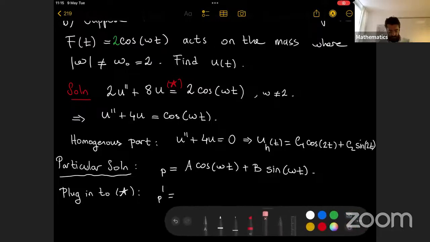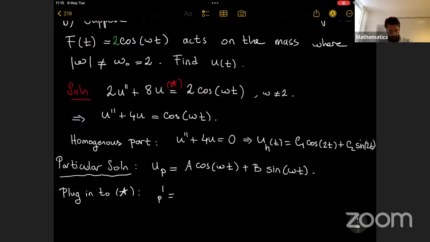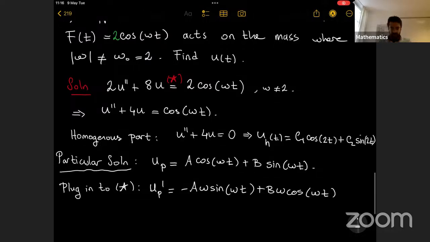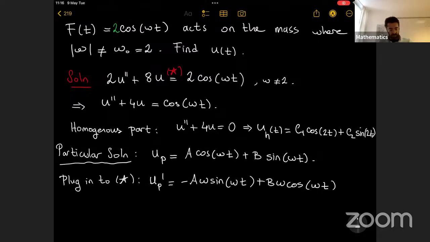Our function is u, sorry. This is u, and this is u prime. u prime is minus a w sine wt plus b w cosine wt. And let us differentiate again because we need the second derivative.